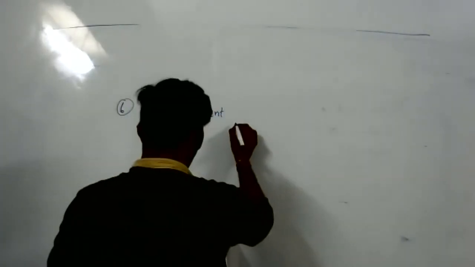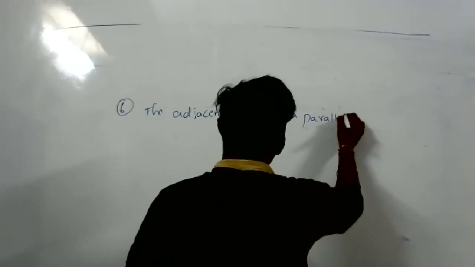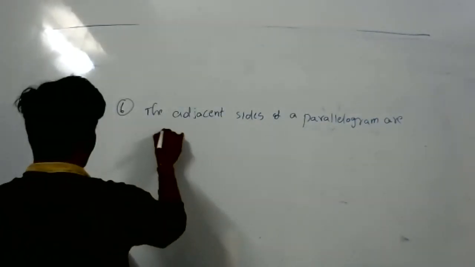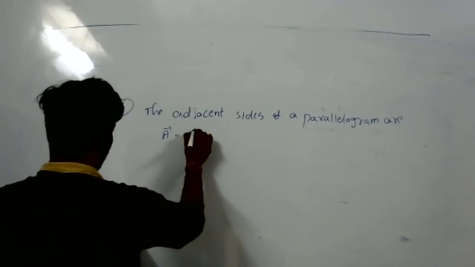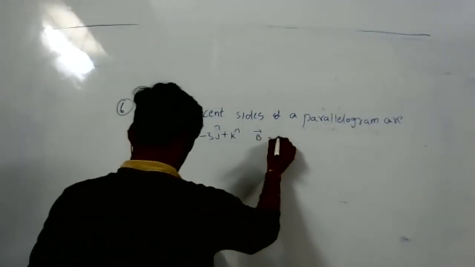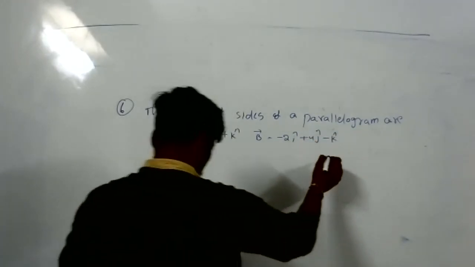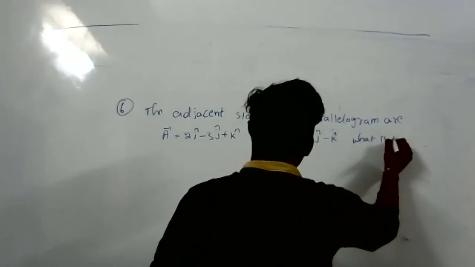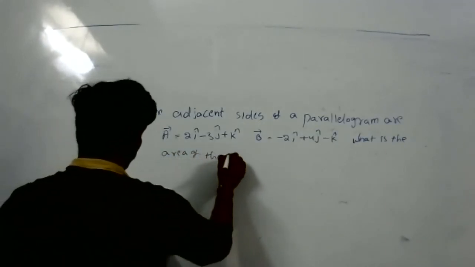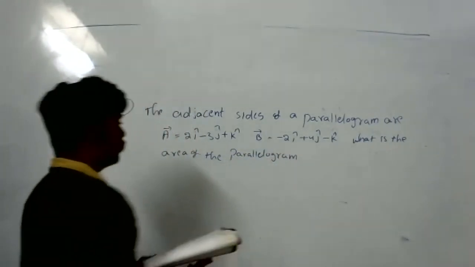The adjacent sides of a parallelogram are A bar equal to 2 i cap minus 3 j cap plus k cap, and B bar equal to minus 2 i cap plus 4 j cap minus k cap. What is the area of the parallelogram?